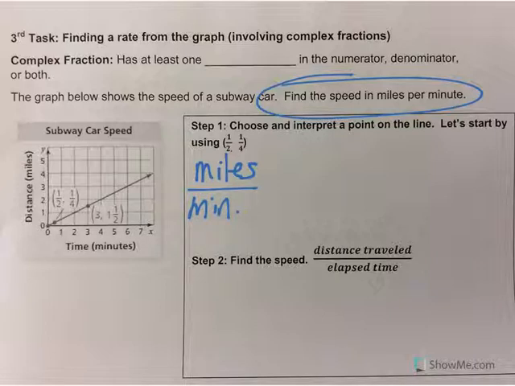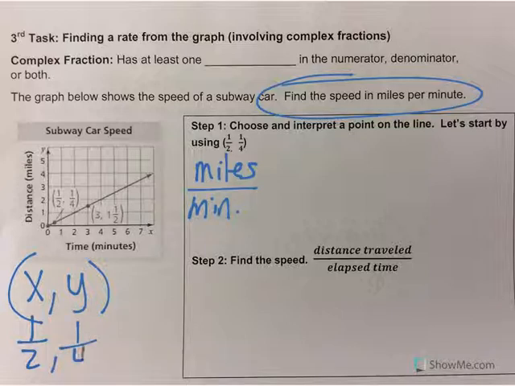Just got to be careful with your ordered pairs, remember. An ordered pair is always your x value, comma, and then your y value. So when we look at 1/2, 1/4, the x is the 1/2 and the y is the 1/4. And if we look at the graph over here, here's your y, you can see it right there, and here's your x right there. So our x, 1/2, is our minutes, so it needs to go on the bottom, and our miles, 1/4, is the y value, so it needs to go on the top.